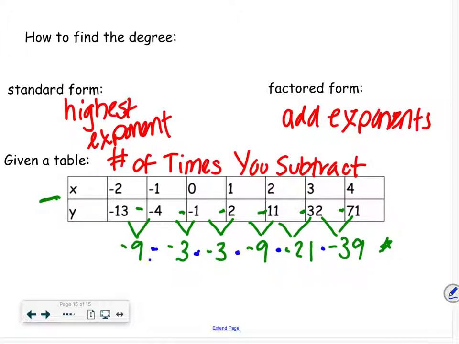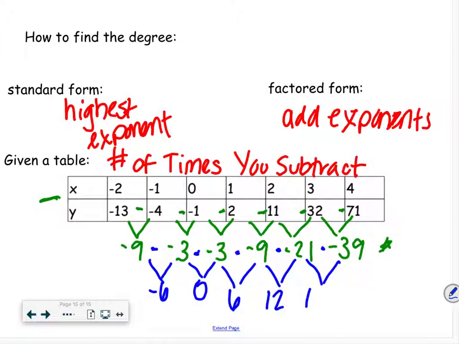And why do we always subtract? Because it's math. Makes sense. Okay. Negative 9 minus a negative 3. Negative 6. Negative 3 minus a negative 3. 0. Negative 3 minus a negative 9. Positive 6. Negative 9 minus a negative 1, I'm sorry. Negative 21 minus a negative 39. 18.